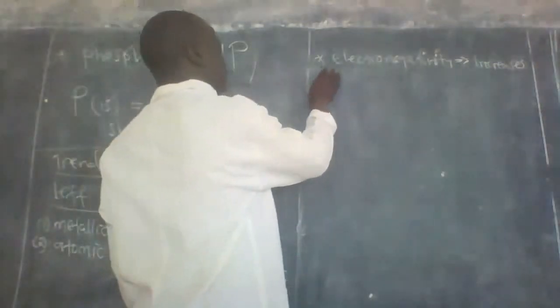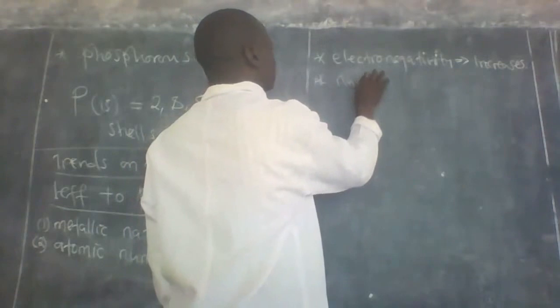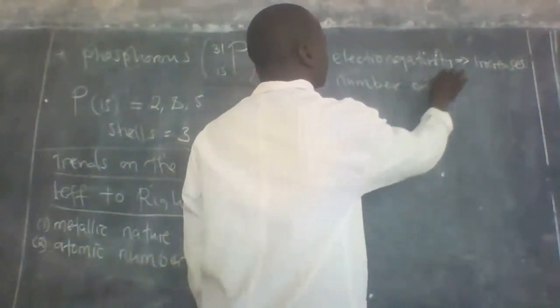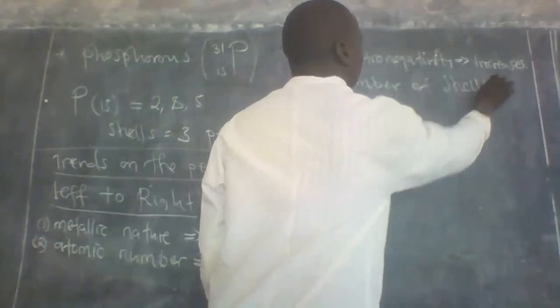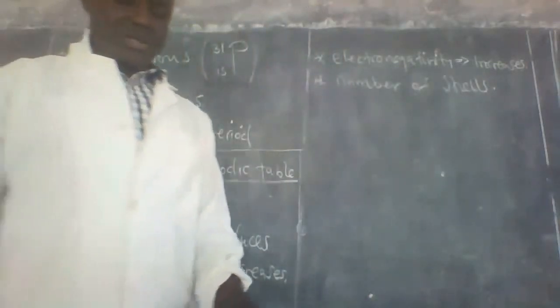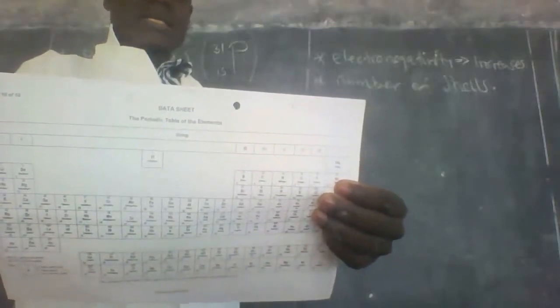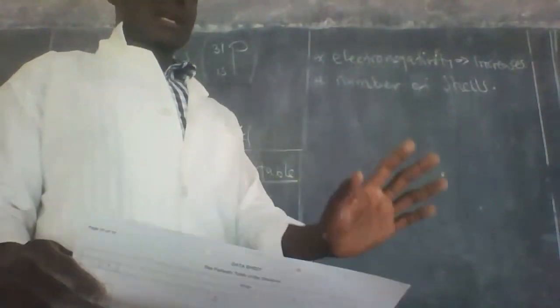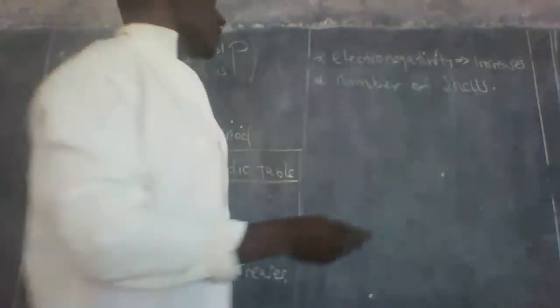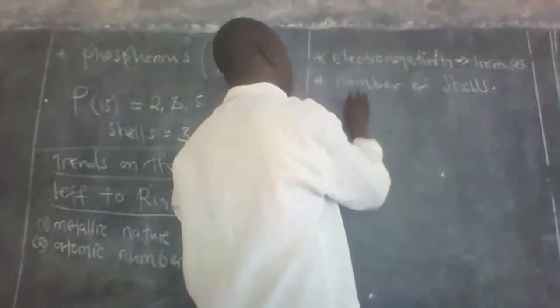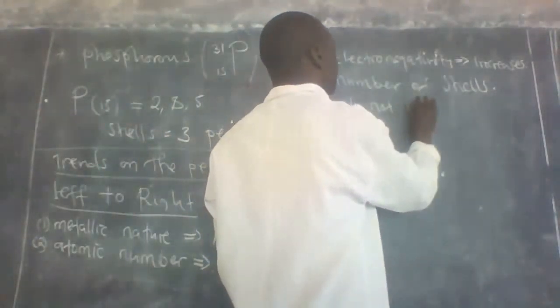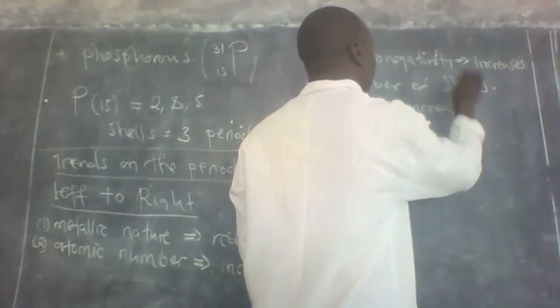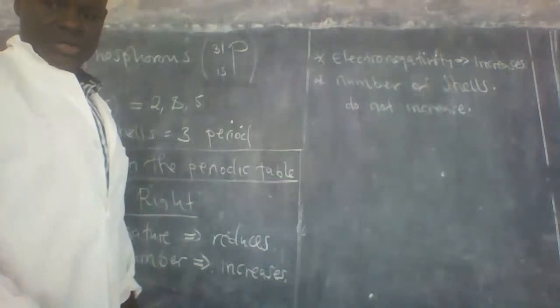What other thing can we learn from there? Let's talk about the number of shells. The number of shells remain the same because we're talking about moving from lithium to neon. We are in the same period, which is period 2. So moving from the left to the right, the number of shells do not increase.